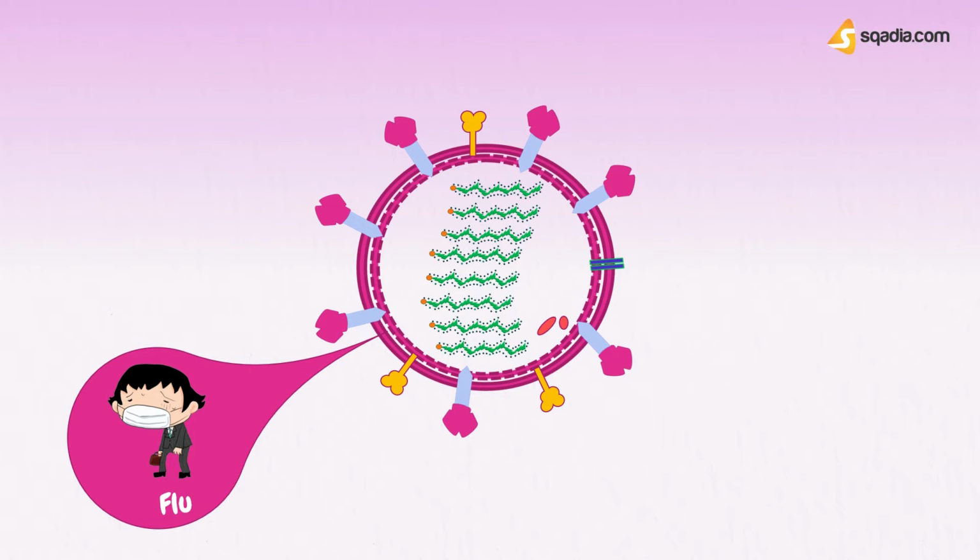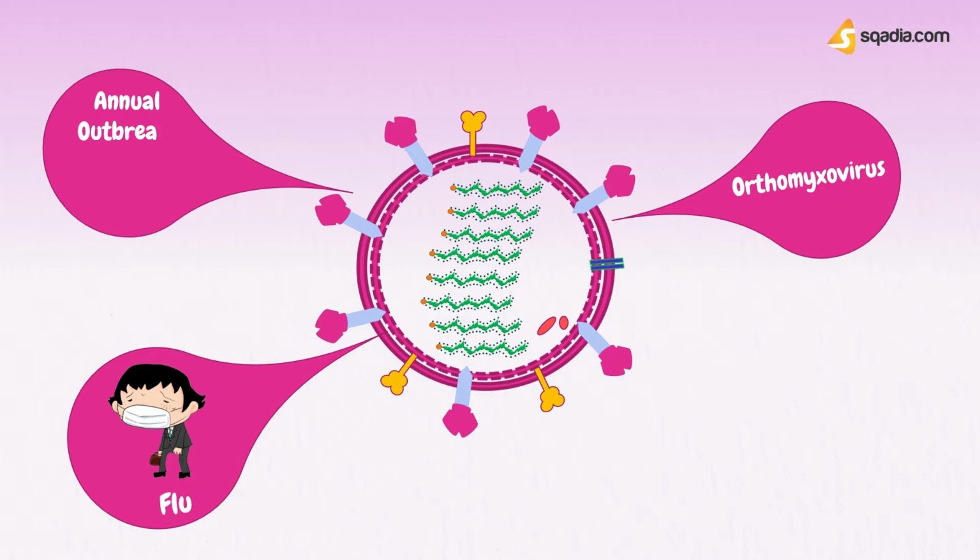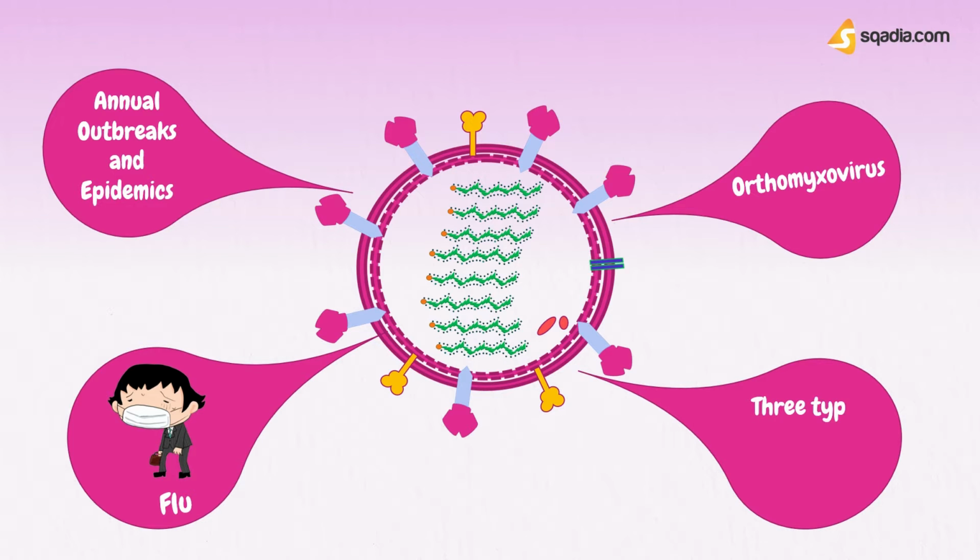Influenza viruses cause a disease called influenza, commonly known as flu. They are members of the orthomyxovirus family. The influenza virus causes both annual outbreaks and worldwide epidemics. It has three antigenic types known as A, B, and C.